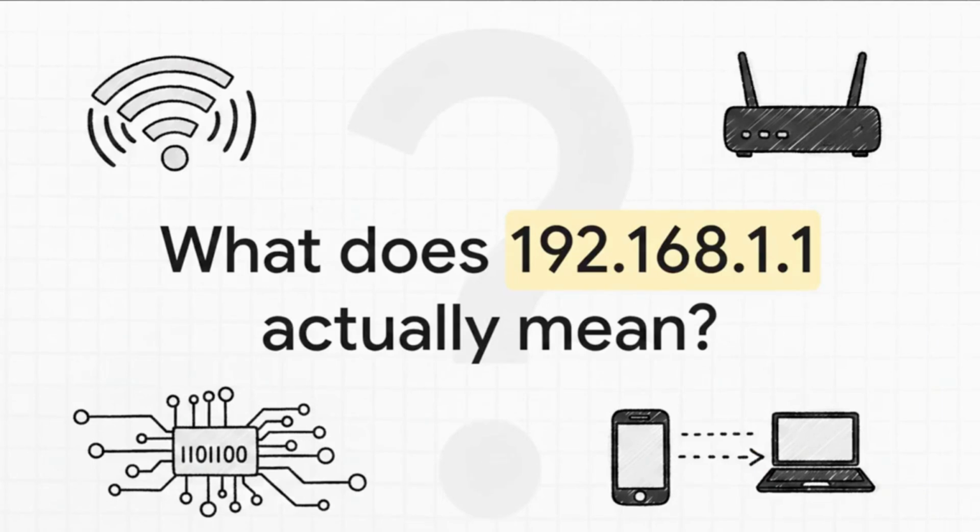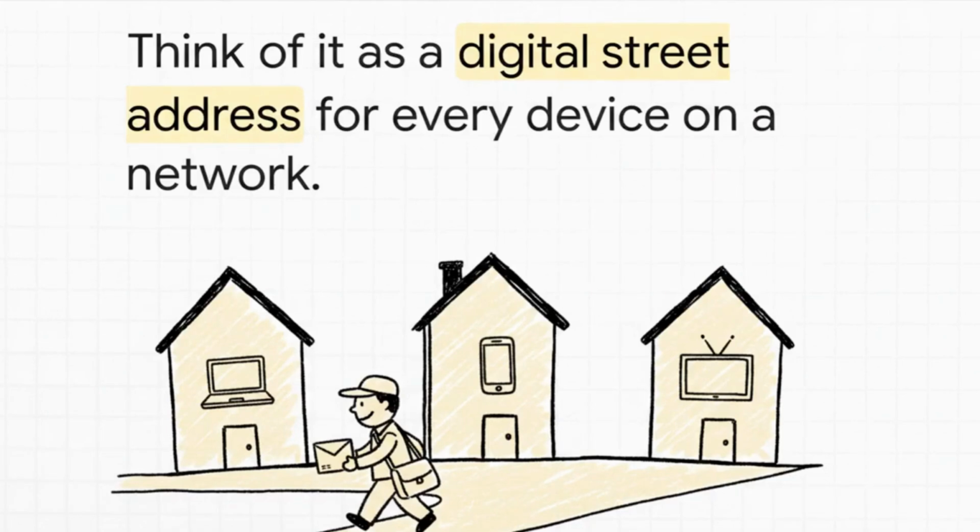You've definitely seen a string of numbers like this somewhere, right? Maybe you were digging around in your Wi-Fi settings, or you saw it printed on the back of your router. But what does it actually mean? Like, what is this digital code really telling our devices? Well, the simplest way to wrap your head around it is to think of it like a digital street address. Seriously, it gives every single device you own, your phone, your laptop, heck, even your smart TV, its own unique location on the network. That way, data knows exactly where it needs to go.